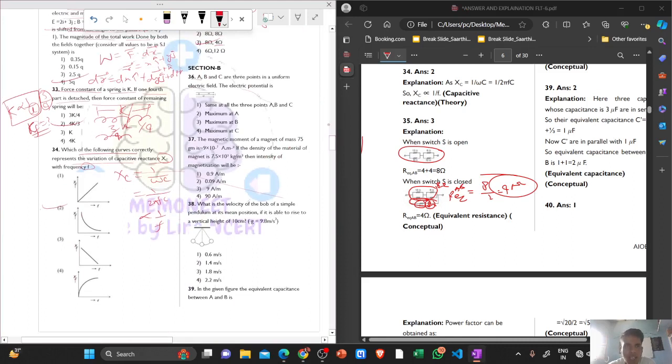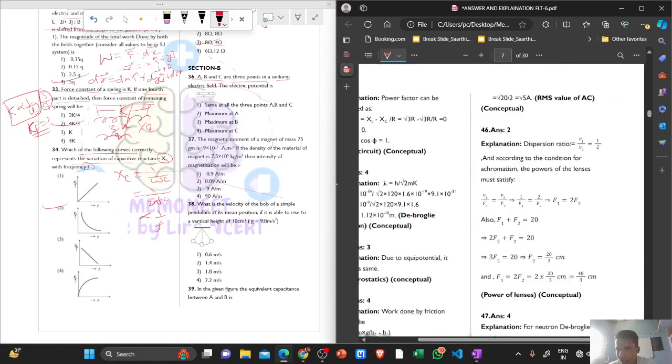Question 46. A, B, C are 3 points in a uniform electric field. Here is the figure. You have a uniform field. Let me draw it bigger, or you can see the picture in the solution part.